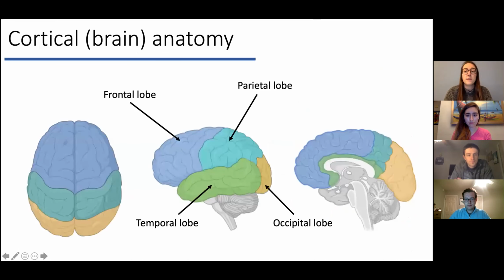So here is the cortical brain anatomy, and I'm just gonna focus on the outermost layers rather than deeper structures, because these are gonna be super important and it's a good starting place. So we have the frontal lobe, the parietal lobe, the temporal lobe, and the occipital lobe. And this line here separating the frontal lobe and the parietal lobe is called the central sulcus. And this line here that's separating the temporal lobe and the parietal lobe is called the sylvian fissure. And these are two distinct lines that we refer to in anatomy and can help us really separate these lobes.